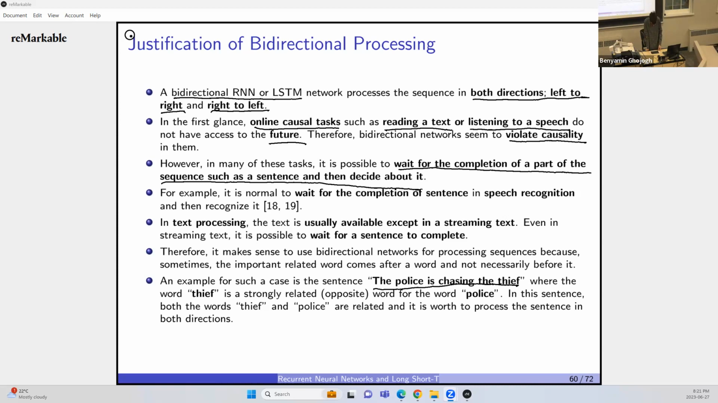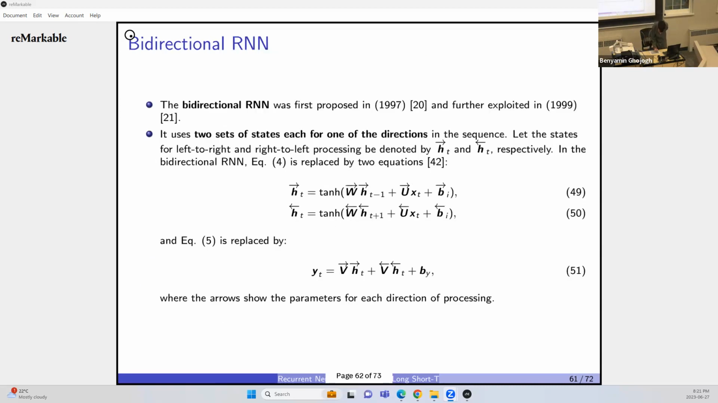Okay, so we have both bidirectional RNN and bidirectional LSTM. Bidirectional RNN was first proposed in 1997, reference 20, and further exploited in 1999, reference 21. What does it do? It uses two sets of states, each for one of the directions. Previously in RNN, we had one state, ht. Now we have two sets, ht with an arrow to the right and ht with an arrow to the left. So we have two sets of variables, each of which is a vector.